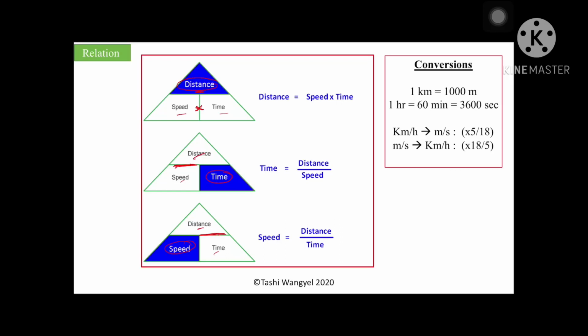Any formula with speed, distance, time given relation. Speed is equal to distance by time. By cross multiplying, distance is equal to speed multiplied by time. And time is equal to distance by speed.